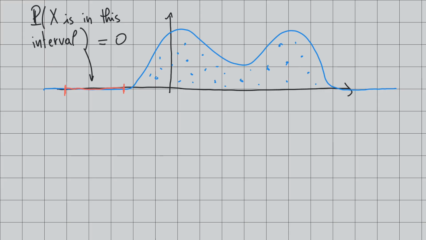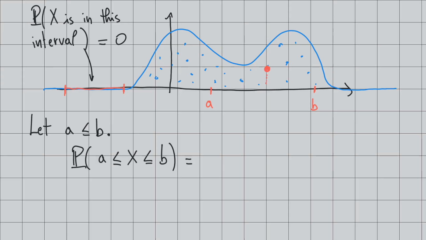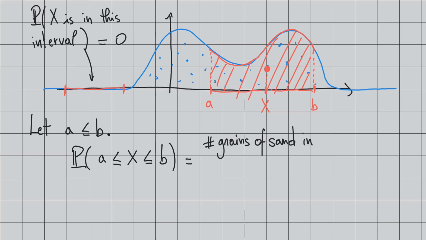In fact, for any two numbers a and b with a smaller than or equal to b, let us compute the probability that X is between a and b. In order for X to be between a and b, we need the random grain of sand to be picked within the red region. Because the grain of sand is chosen at random, this happens with a probability that we can express as the ratio of the number of grains of sand in the red region divided by the total number of grains of sand.